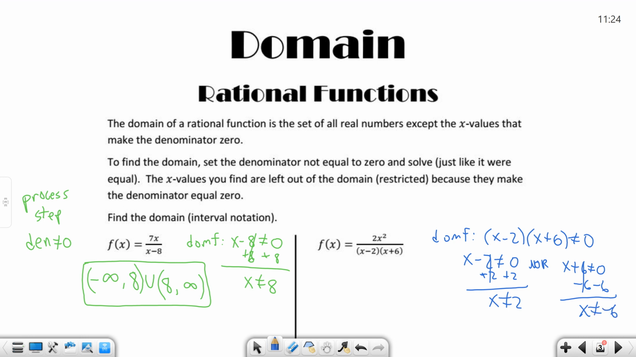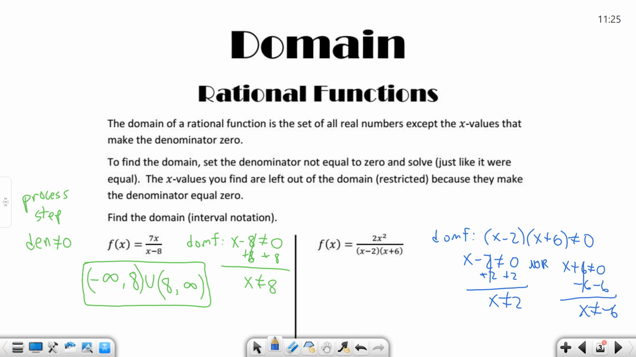How many numbers are excluded or restricted from my domain? That's right, 2 numbers. And those 2 numbers are 2 and negative 6. So I have to be careful. I can't just go from negative infinity up to 2. I've got to go from negative infinity to the smallest number. Okay? And the smallest number in this case that's being restricted is negative 6.